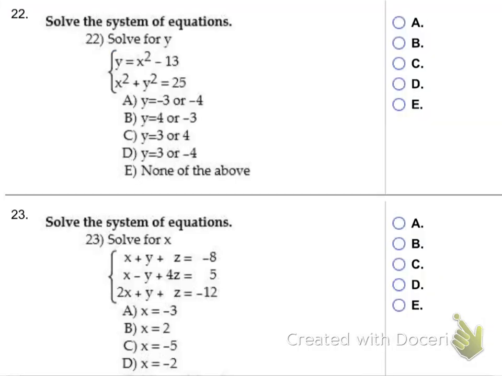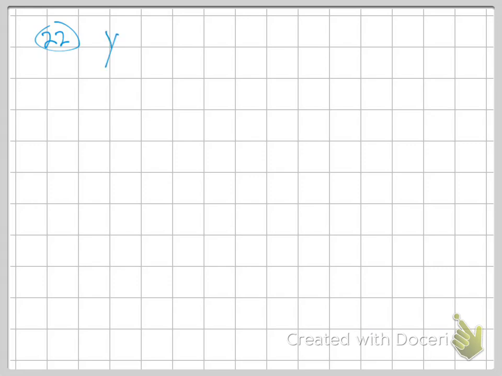Let me rewrite it here. So 22 is y equals x squared minus 13. And x squared plus y squared is 25. Okay, yeah, want me to solve these two? Remember we did this and there's like an easy way and a hard way? I don't know if you remember this one in particular.